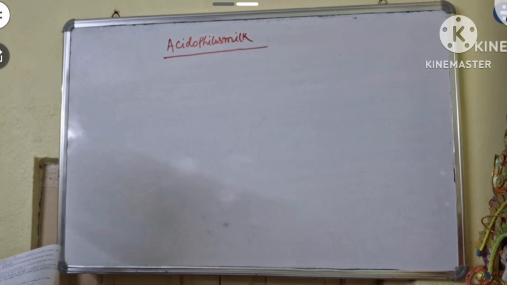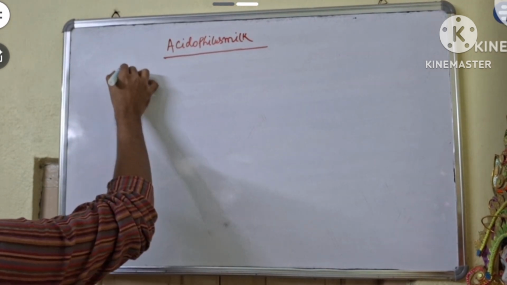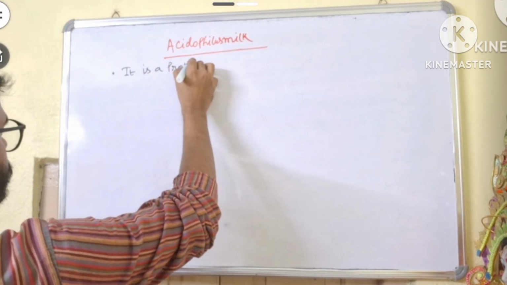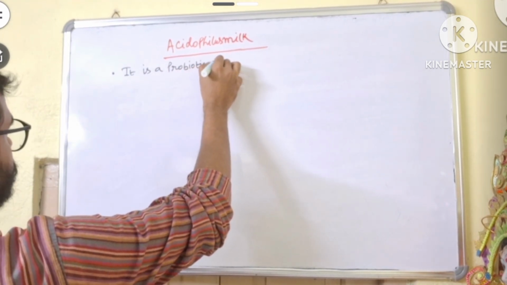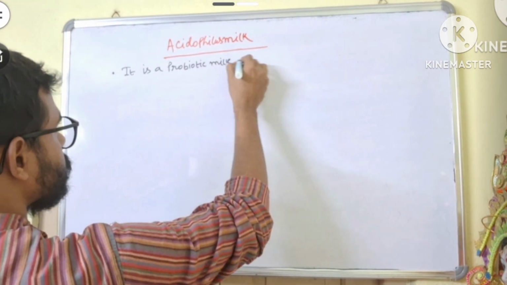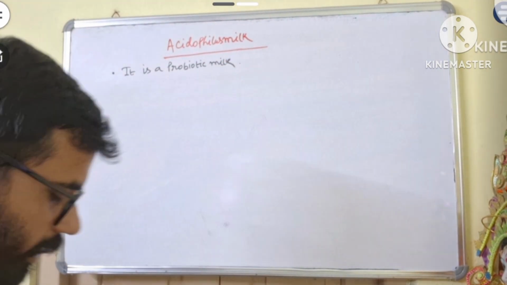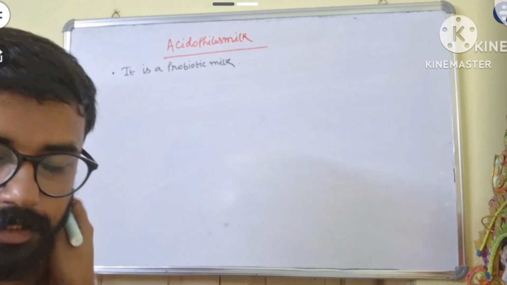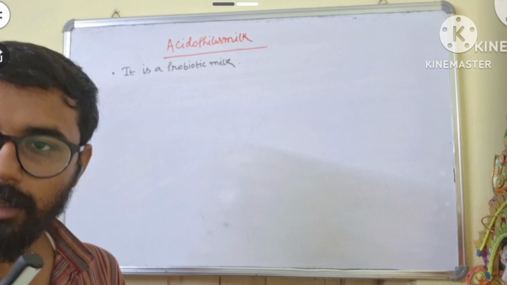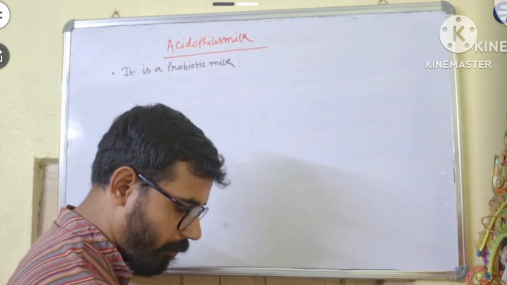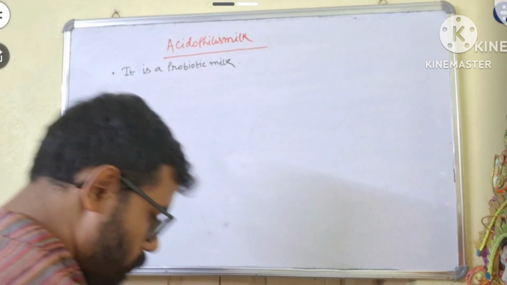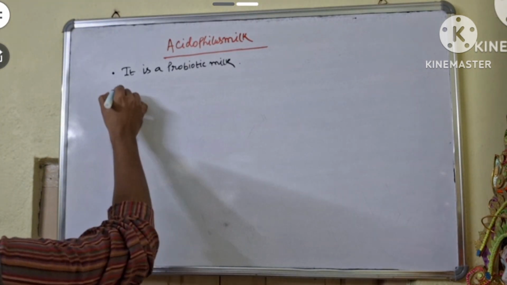This is called probiotic milk. It is a probiotic milk. So clearly, probiotic microorganisms are added into the starter culture. Yes or no? So here we are using probiotic microbes, Lactobacillus. Lactobacillus is a good probiotic and a special strain, starter culture.